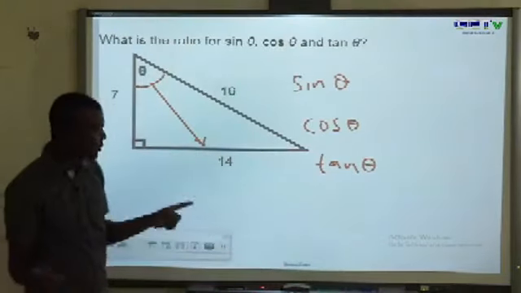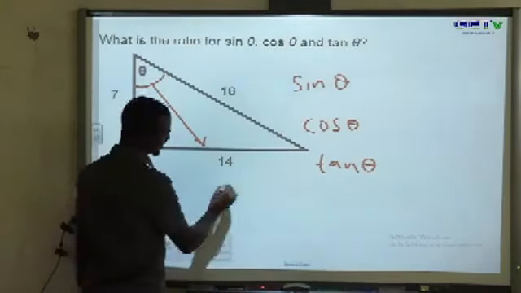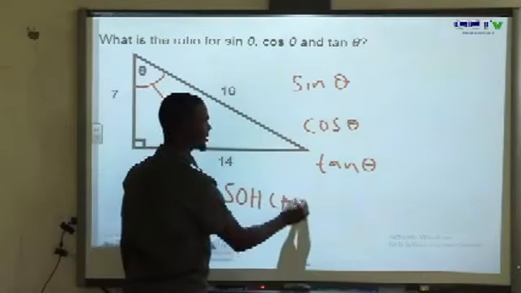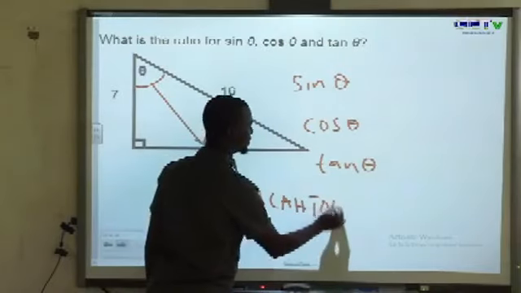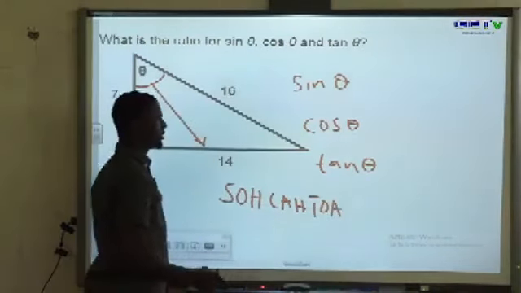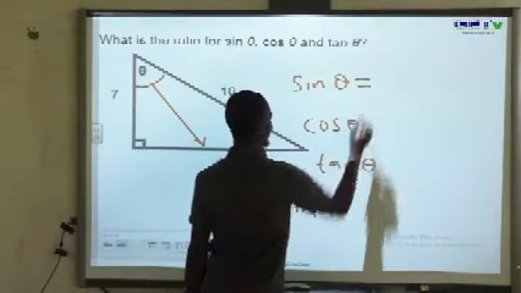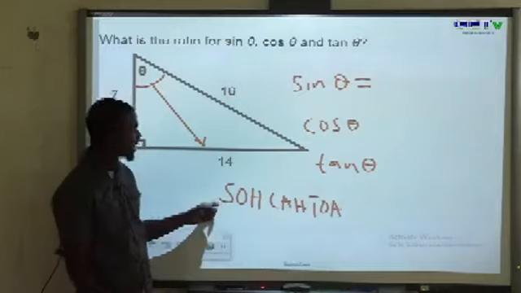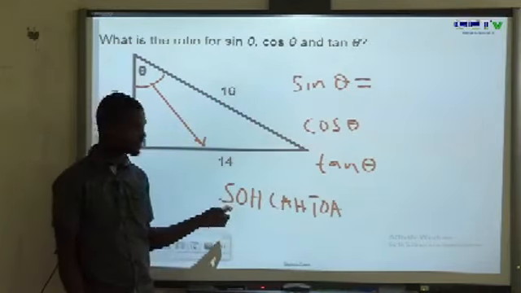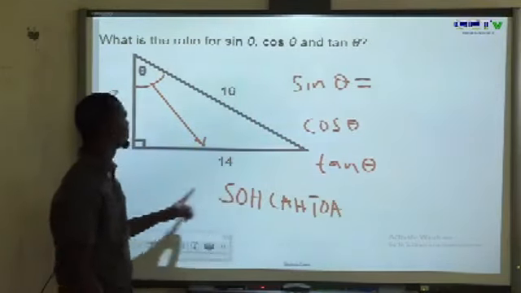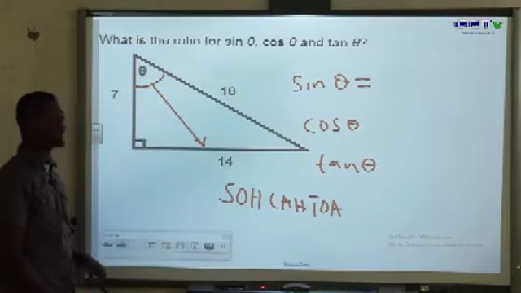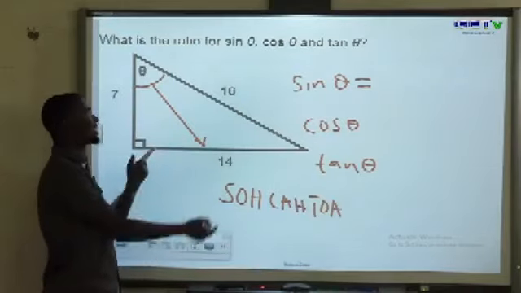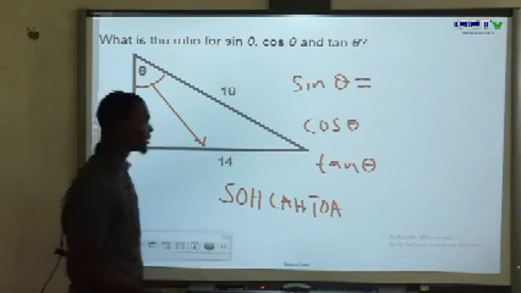So we can also use the acronym SOHCAHTOA: SOH, CAH, and TOA. So what is sine theta? If you come to the SOHCAHTOA, it is the first set of 3 letters. S is sine, O is opposite. We go to the right angle triangle. Which one is the opposite? The opposite is 14 because it's the side that is directly opposite the angle theta.